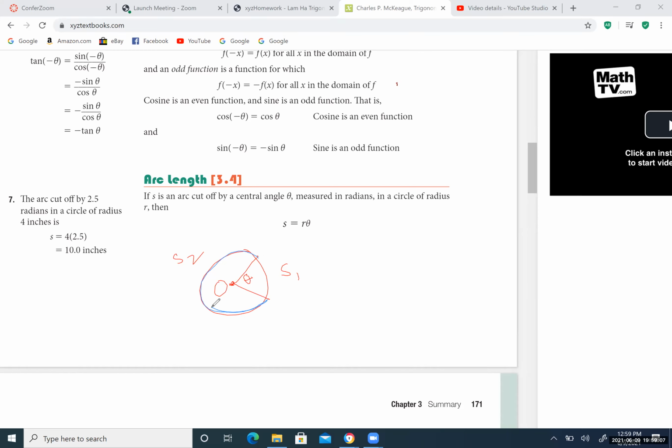The formula for the arc length is the following: S equal to R theta, where R stands for the radius and theta stands for the angle. So if S is an arc cut off by a central angle theta, measured in radians, in a circle of radius R, then you have this. You should write this formula somewhere. The example is on the left side as well. And in the lecture, you will see more applications of this, okay?